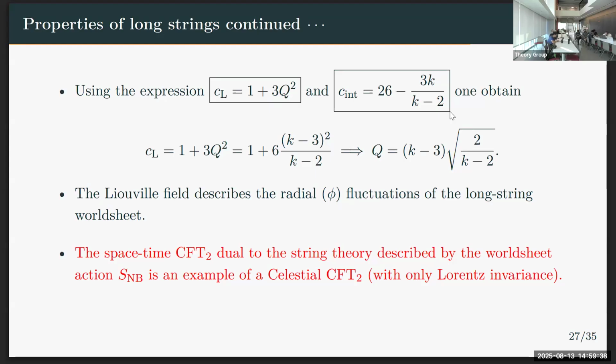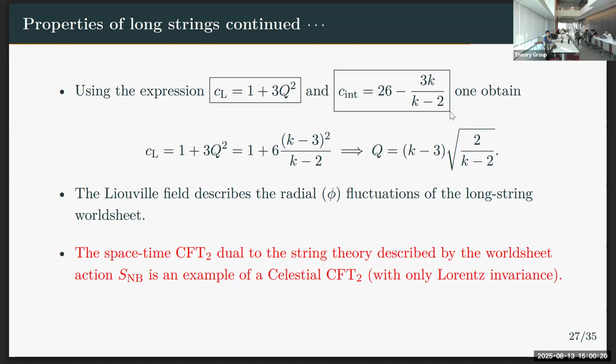Now, what it says is that this Liouville field describes the radial phi fluctuations of the long string worldsheet. And this space-time CFT2 dual to string theory, which is described by the worldsheet action S_LV, is an example of Celestial CFT with Lorentz invariance because of the proposal that we give. So that's basically what we are trying to say: the dual CFT that describes these long strings is an example of Celestial CFT2 with this Lorentz invariance.